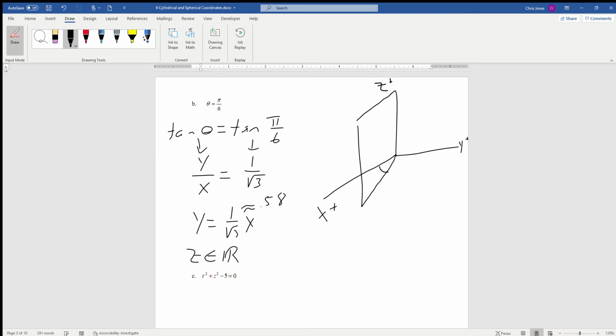Notice that this angle right here, theta, is equal to pi over 6. So anytime we have theta equals a constant, you're going to get a plane that stems from the z-axis. Of course, that cuts through the z-axis and it goes indefinitely up and down. It also goes indefinitely the other ways. It just keeps going out this way, back this way, down this way, just like every other infinite object that we've seen.